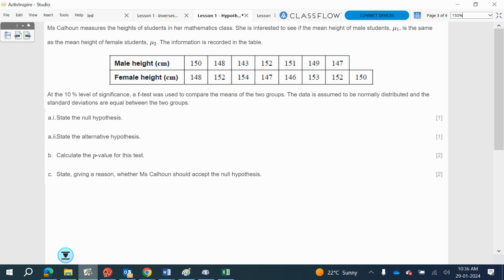Okay, so Ms. Calhoun measures the heights of students in her math class. She is interested to see if the mean height of male students, mu1, is the same as the mean height of female students, mu2. This information is recorded in the table. When we see mu used for the mean, use the word population mean.